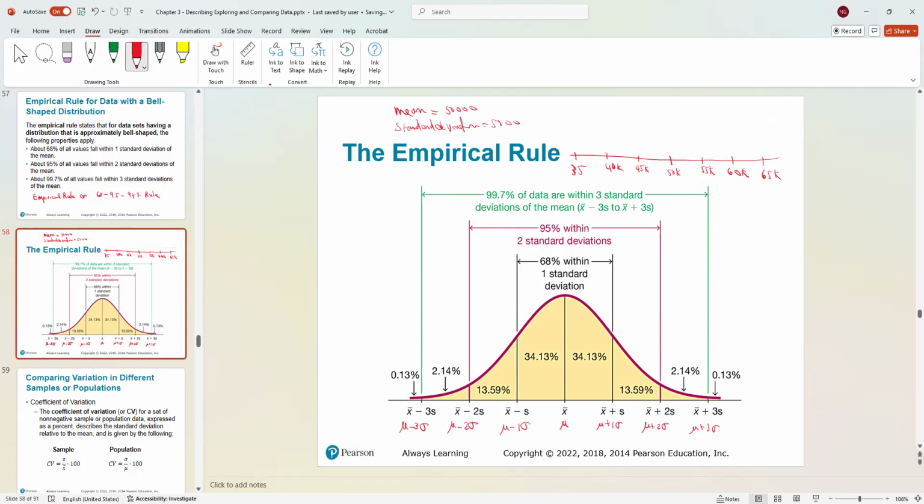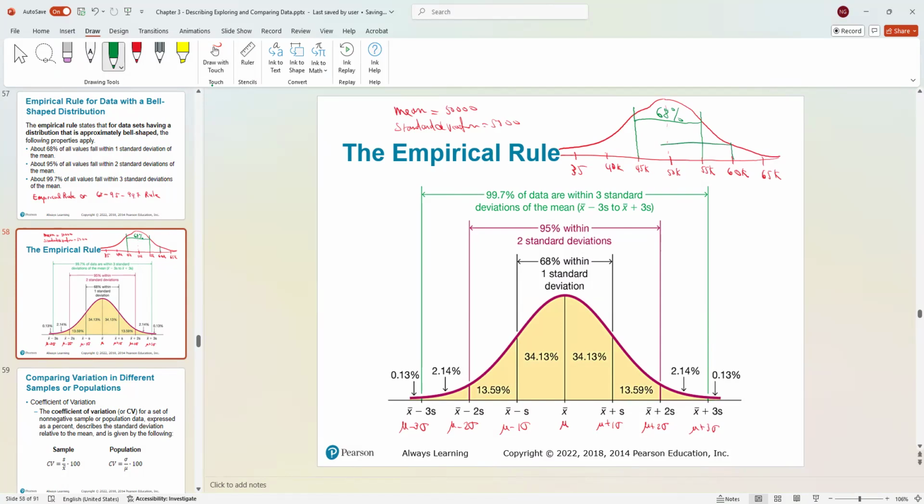So in any normal curve like this, what we mean is that 68% of people working in that company have a salary ranging from 45 to 55.